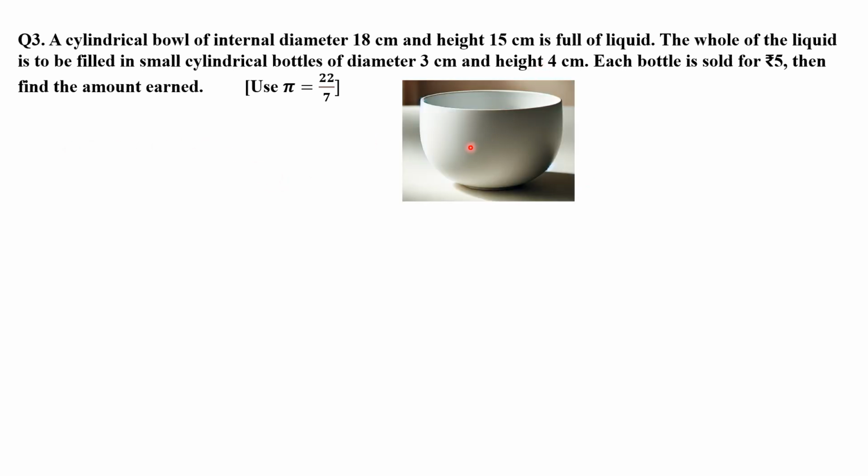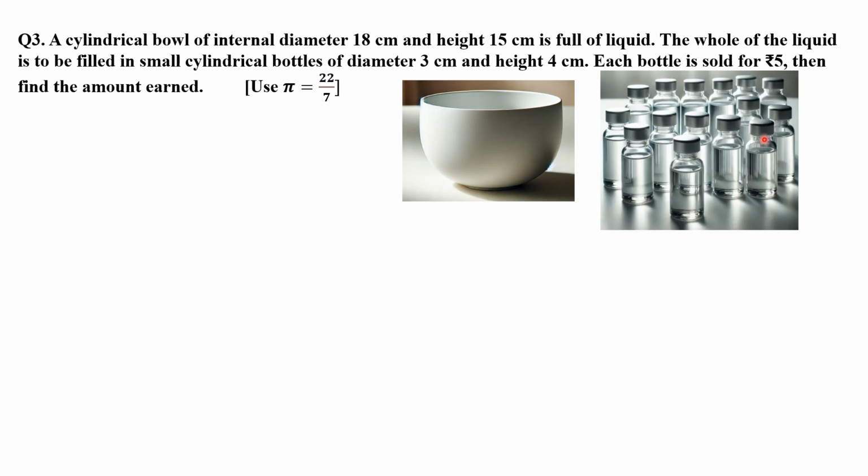So this is a cylindrical bowl. The internal diameter is given as 18, height is given as 15. This is full of liquid. And that liquid they are going to transfer into small cylindrical bottles, right? And then they are selling each bottle for 5 rupees. You have to find how much amount they have earned.